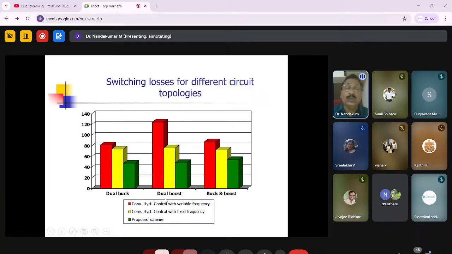I told you about the different topologies, and hopefully you understood now. The inverter takes different topologies like dual buck topology, dual boost topology, and buck and boost topology. The different topology is taken automatically. That means the three-phase inverter is automatically converted to that topology. And the switching loss corresponding to the different topologies, for the conventional and the proposed one, is such that in the proposed one, the switching loss is reduced much.